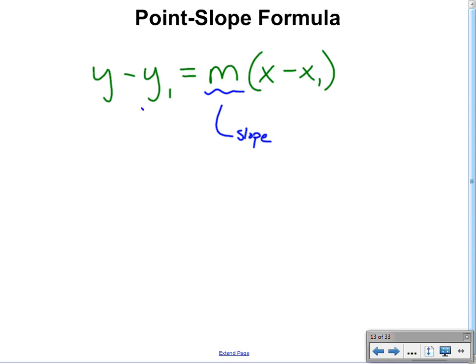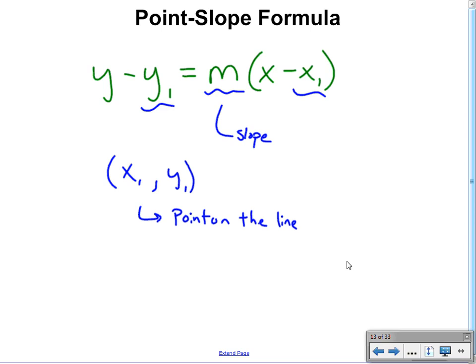And then we also need to know a point on that line. So the x1, y1 you see here is just any point that is on the line that we're trying to write an equation for. Now you'll notice that my equation also has a y and an x that do not have a subscript. We're not going to plug any numbers in for those. Those are the y and x that should stay in our equation just as y and x. So let's look at how we can use this.